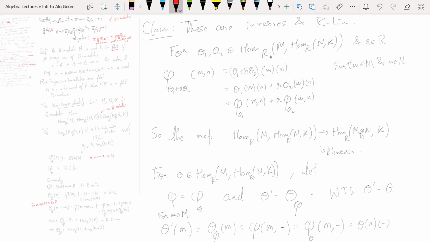So you just verify. Phi of (theta 1 + r theta 2) at (m, n) is (theta 1 + r theta 2)(m) evaluated at n. That was the definition of phi sub (theta 1 + r theta 2). And remember Hom_R(M, Hom_R(N, K)) is an R-module. So theta 1 is an element, theta 2 is an element of this, and r is an element of the ring. So this is the same as theta 1(m) evaluated at n plus r times theta 2(m) evaluated at n. Here you are using that Hom_R(M, Hom_R(N, K)) is an R-module.